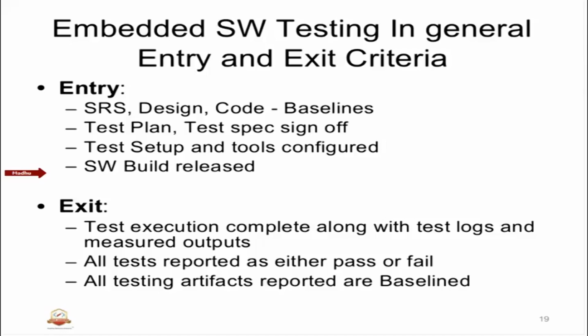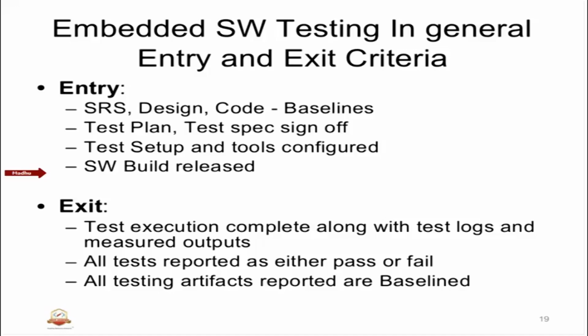As an outcome of this life cycle, what is the exit criteria? The exit is test execution completion along with the test logs and measured outputs. So we say the testing life cycle is complete when test execution is completed with test logs or reports generated and any measurements that we have done as an output of this testing activity. All tests should be reported either as pass or fail. That means each test needs a report of whether it passed or failed.